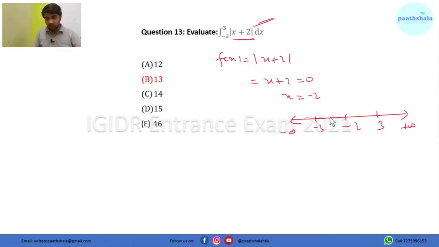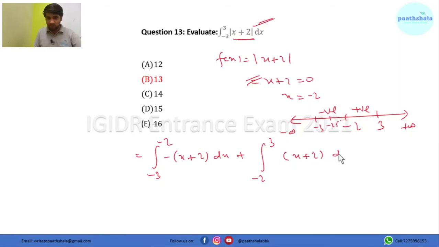If you take any point, let's say minus 2.5, and put it in this function, it comes out to be negative. And if you take, let's say, plus 2.5, in this range it comes out to be positive. So the whole limit will get split into two parts. From minus 3 to minus 2, the function will be negative, so minus (x + 2) dx, and in the limit minus 2 to 3, the function is positive, so this will be (x + 2) dx.